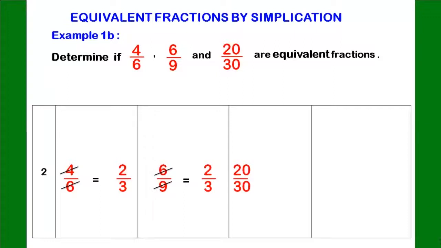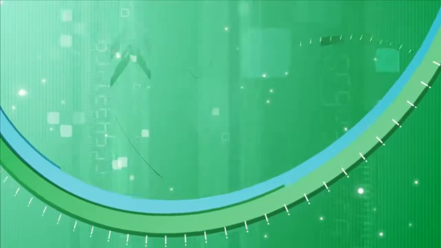Next, we simplify 20 over 30. We will divide both the numerator and denominator by 10. Therefore, 20 divided by 10 will give us 2, while 30 divided by 10 will give us 3. 20 over 30, when simplified, gives us a value of 2 over 3. You will observe that after simplifying all the fractions, we got the same value of 2 over 3. Therefore, we can say 4 over 6, 6 over 9, 20 over 30, and even 2 over 3 are all equivalent fractions. In the next section, we will see how to derive equivalent fractions by multiplying the numerator and the denominator by the same number.